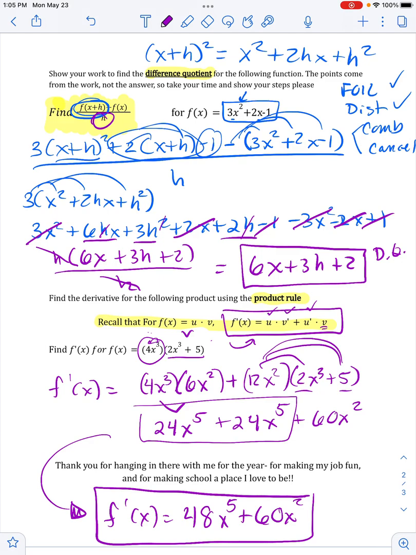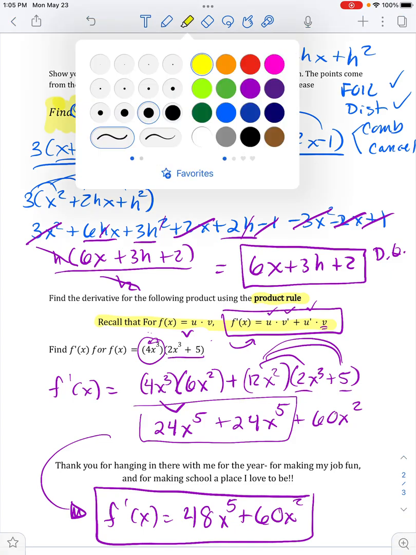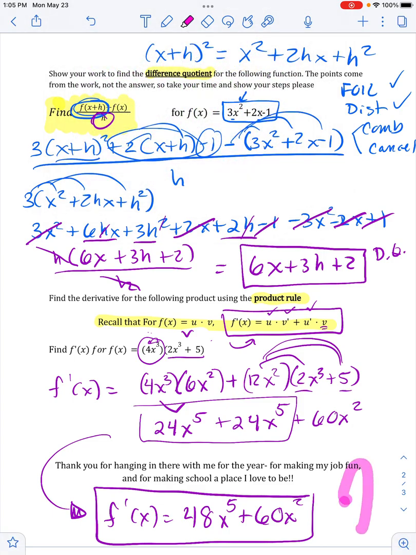And this one's easy. It says, thank you for hanging in there with me for the year, for making my job fun, and for making school a place I love to be. Which is true. I have the greatest job on earth, and it's not because of the work or the grading or any of that. It's because of you guys. Peace out, sisters and brothers.